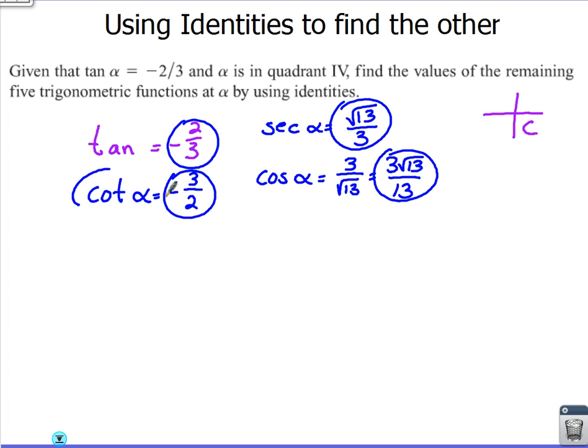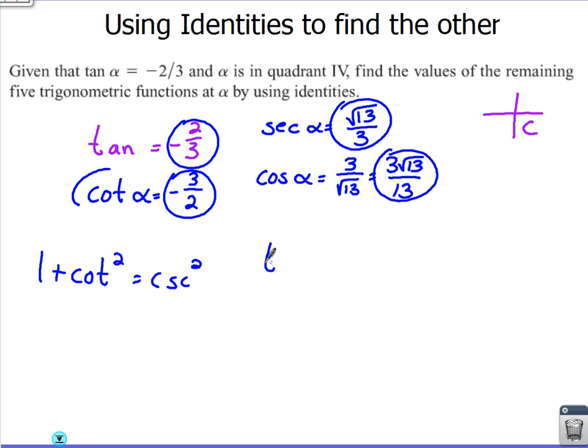How can I go from these to sine? Any ideas? 1 plus cotangent squared equals... well, we did that for secant. Oh, 1 plus cotangent squared, you said. There's about 3 different ways you can do this. If you want to, you can do 1 plus cotangent squared equals what? Cosecant squared. Oops. Everybody good with that? And here's cotangent, plug it in there.